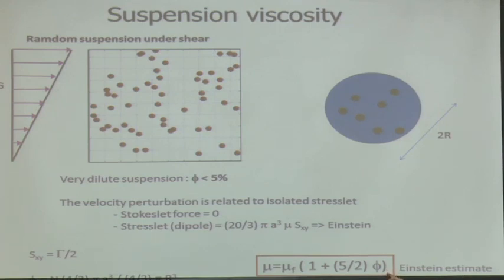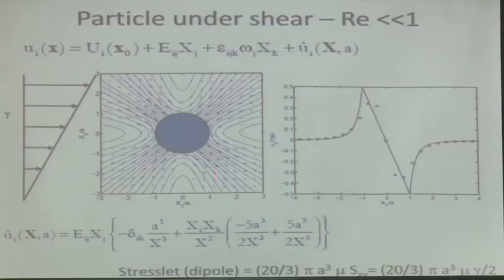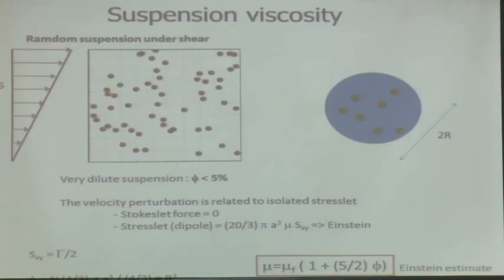What is the range of validity of that expression? The range of validity is, of course, for dispersed flow, because you remember that this analytic solution, which is the base of that equation, is for one single particle. So of course, this equation will be valid when the particles are very far apart from each other. Okay, so it's very dilute. So typically, this is a good approximation when the concentration phi is lower than, let's say, 1%.